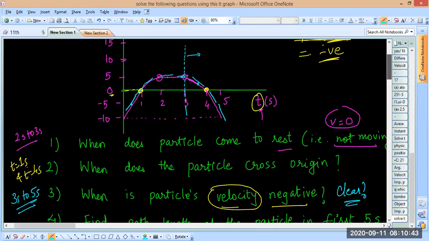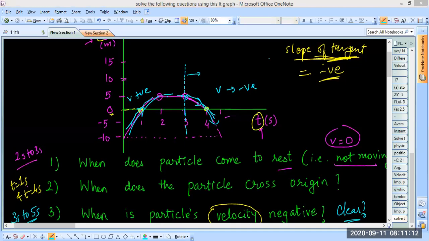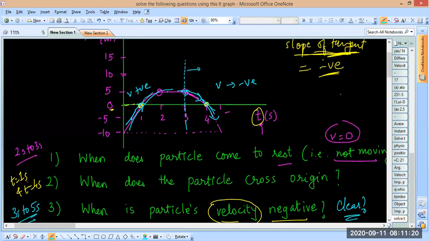Here you can see that the slope of tangent is negative in all these portions. Actually, you can just say that wherever this graph is going down, the velocity will be negative, and wherever it goes up like this, the velocity is positive. That's like a cheating or shortcut. I'm saying it is cheating, but it is correct. There's nothing wrong with that logic. You have written 4 to 5, which is not complete. 3 to 5 is the correct answer.